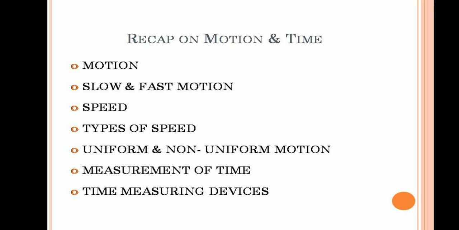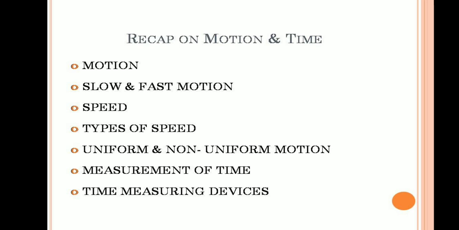Uniform and non-uniform motion. Uniform motion: an object moving along a straight line with a constant speed is said to be in uniform motion. Non-uniform motion: if an object is moving along a straight line but the speed keeps on changing, then it is said to be non-uniform motion.